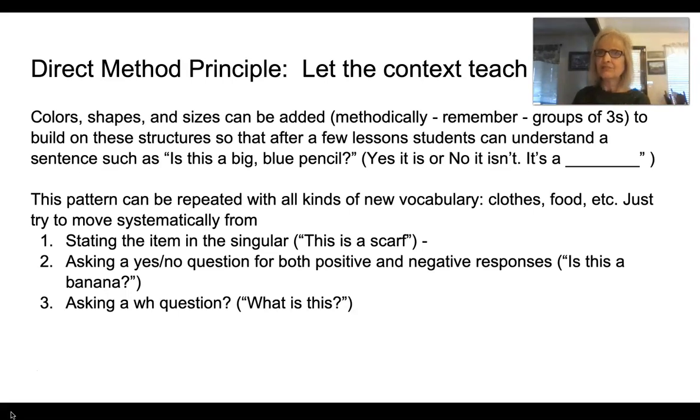So just keep in mind that you want to move systematically, stating the item in the singular. This is a plate. Asking a yes-no question to elicit both positive and negative responses. Is this a chair? No, it isn't. Is this a cup? Yes, it is. And then moving into asking the what question. What is this? It's a key.